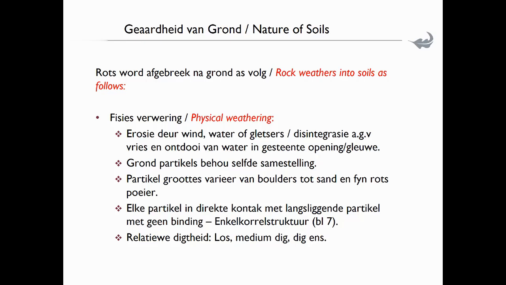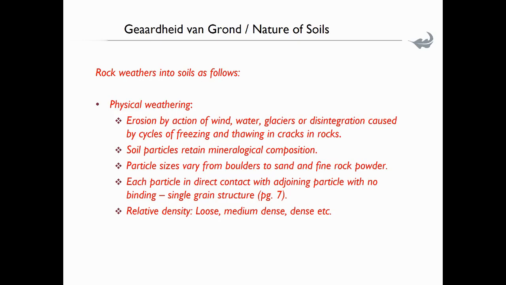The rock weathers into soil as follows. Firstly, in physical weathering, we have erosion by the action of wind, water, glaciers, or disintegration caused by cycles of freezing and thawing in the cracks in the rocks. The soil particles retain their mineralogical composition in physical weathering, and the particle sizes can vary from boulders to sand and fine rock powder. Each particle is in direct contact with adjoining particles with no binding. So you have a single grain structure as can be seen on page 7. And the relative density can be loose, medium dense, dense, and very dense.